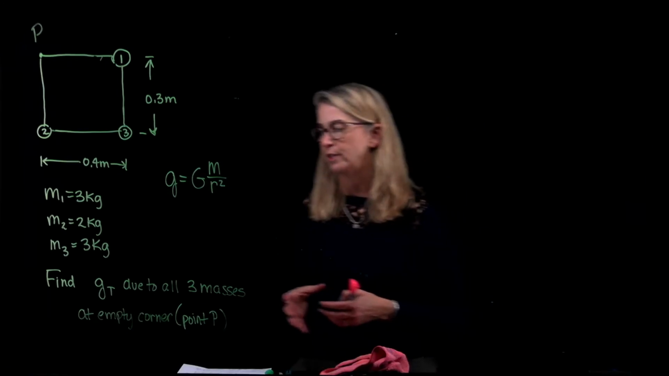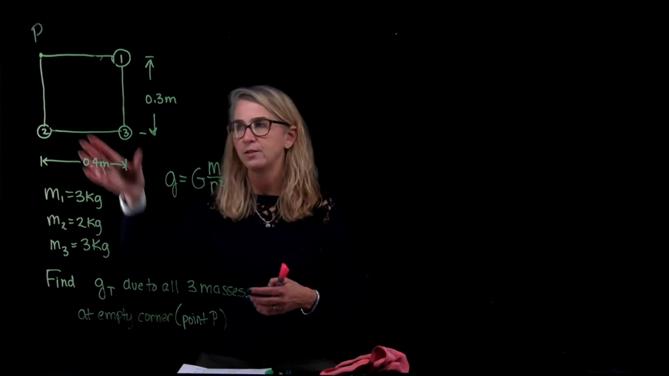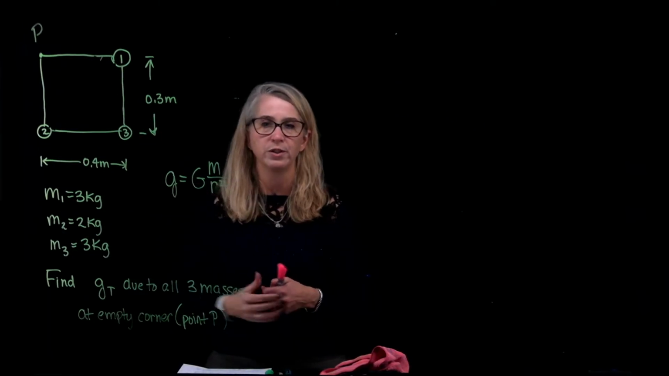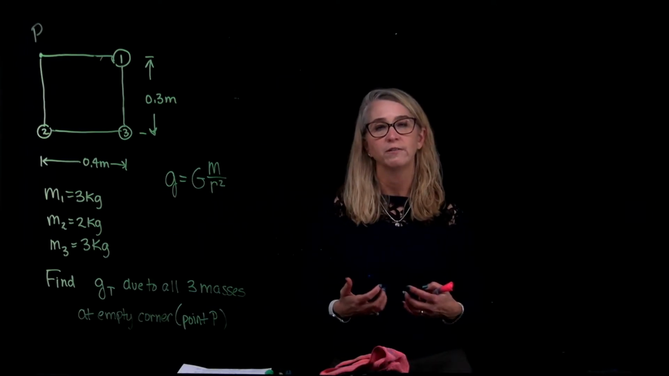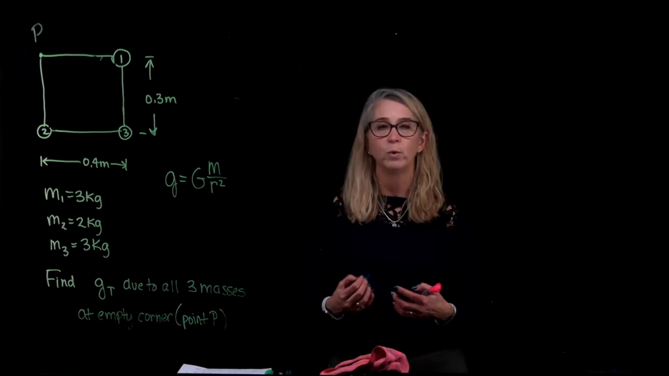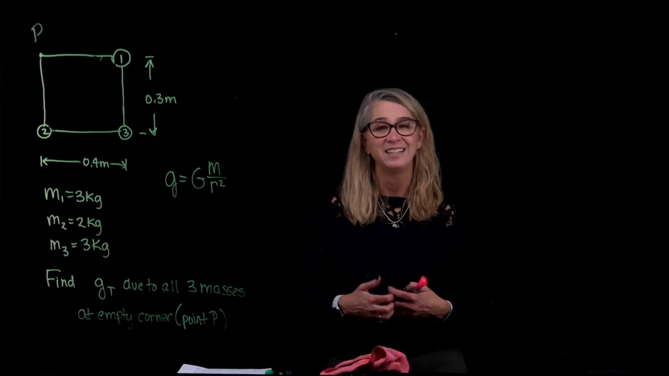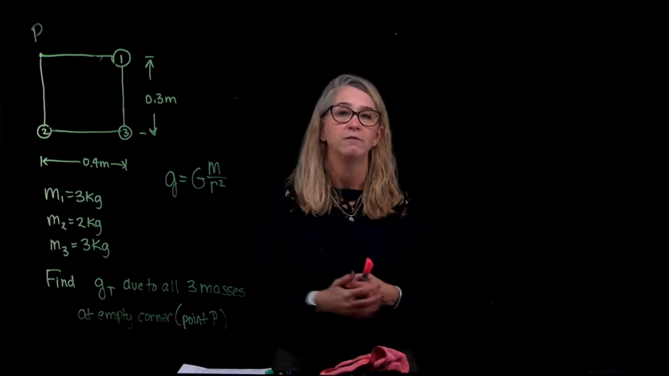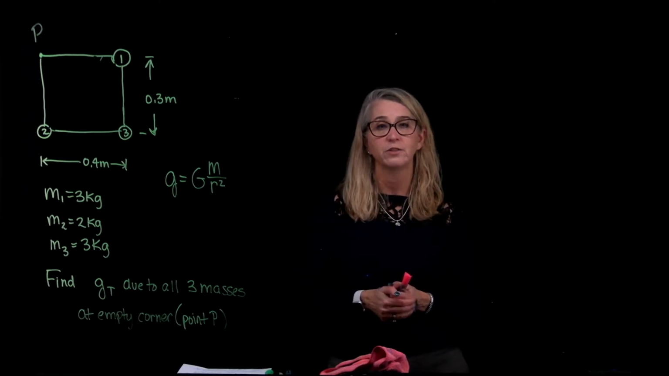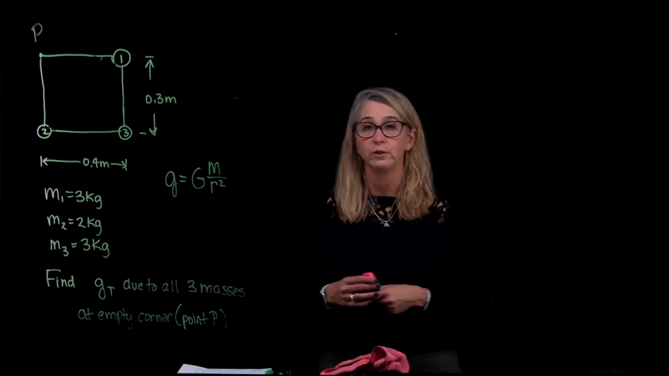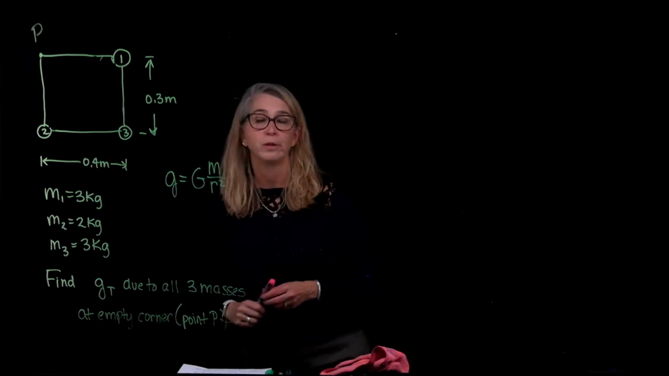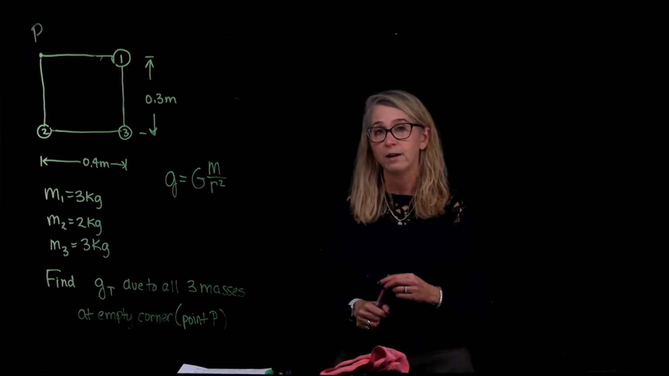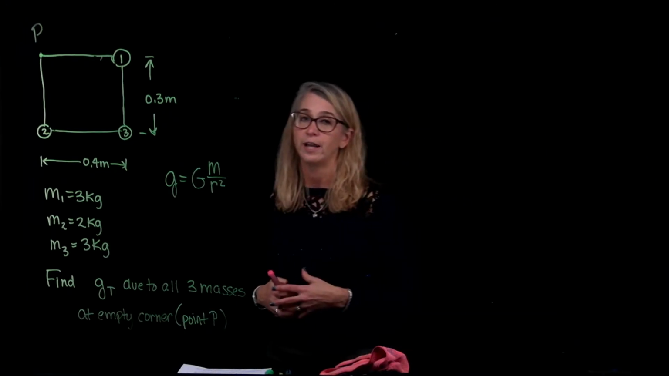In this particular example, we're using smaller masses and very small distances, but it's just a way to practice finding the gravitational field at a point and then also adding the vector sum of the individual gravitational fields so that we can find the total field present. So we're looking for the gravitational field at this point P. Nothing is there, but we can still figure it out.